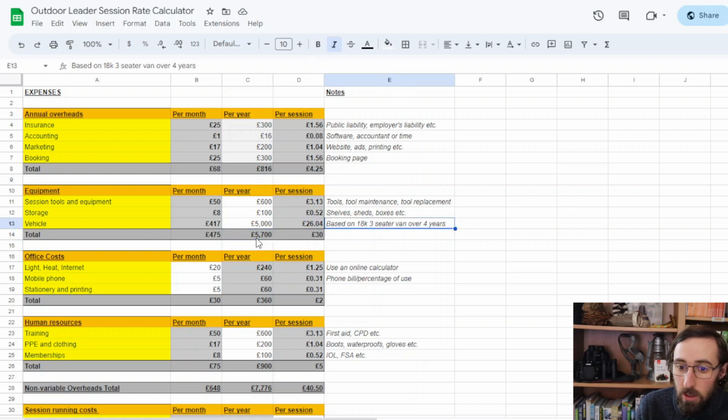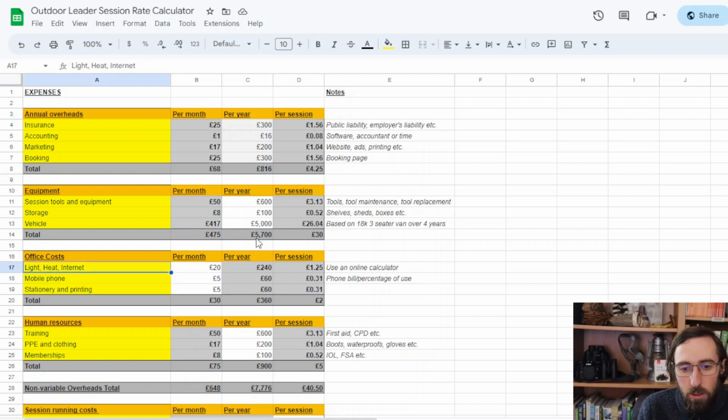So this I just went on a standard motoring sales site, had a look at used £18,000 3-seater vans over 4 years old, and had a look at the basic running cost, purchase cost, and how much it would cost on finance. It works out to somewhere around £5,000 a year.